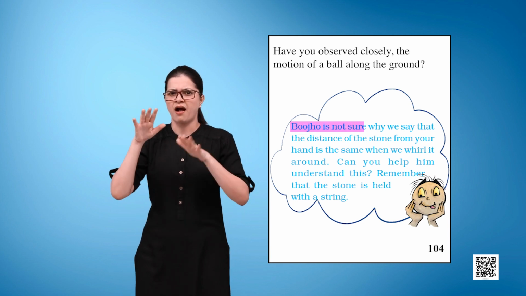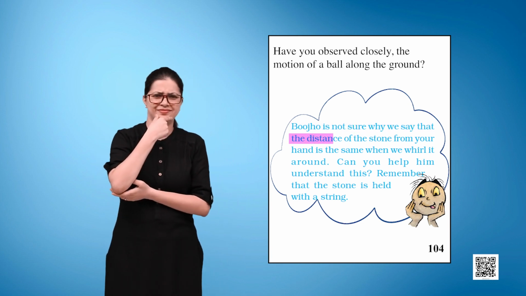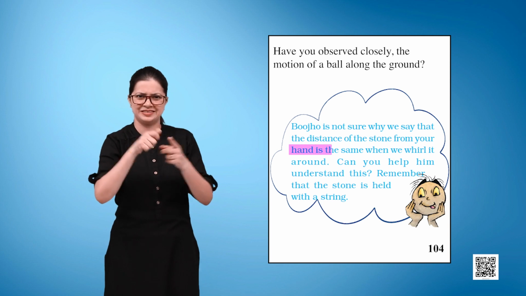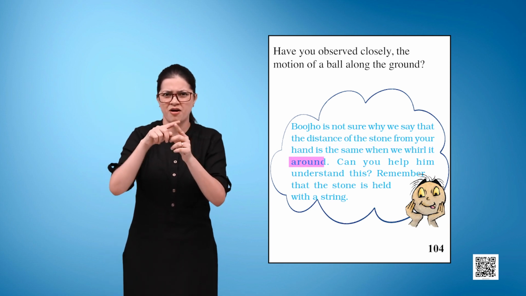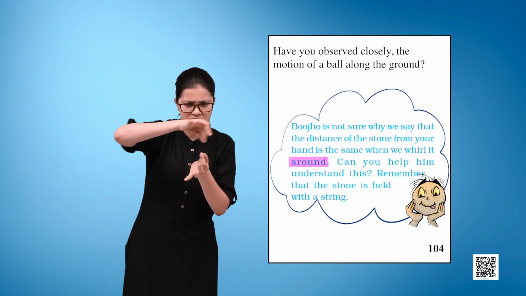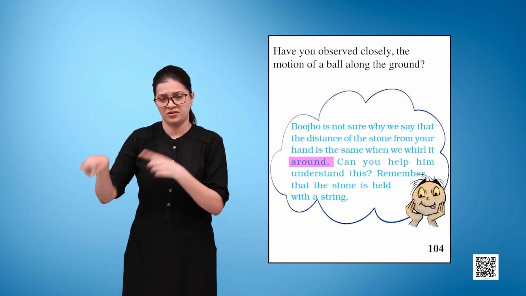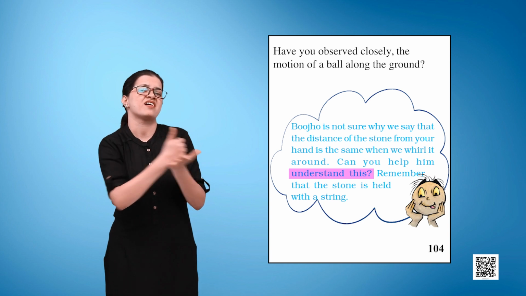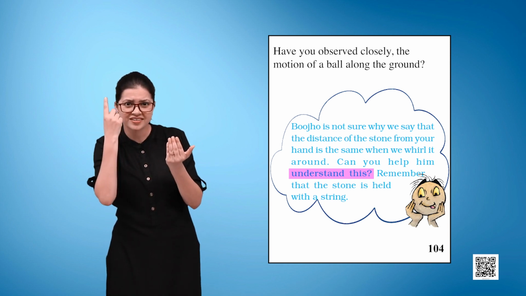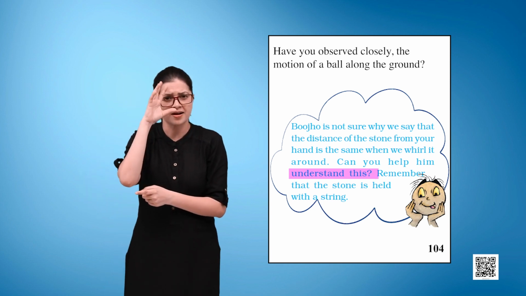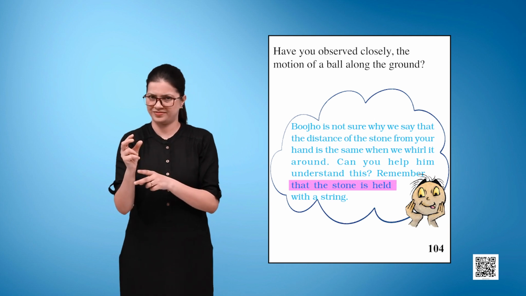Bujo is not sure why we say that the distance of the stone from your hand is the same when we whirl it around. Can you help him understand this? Remember that the stone is held with a string.